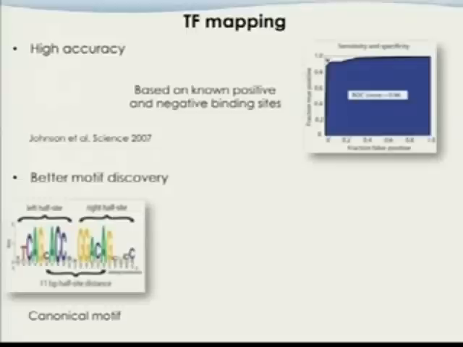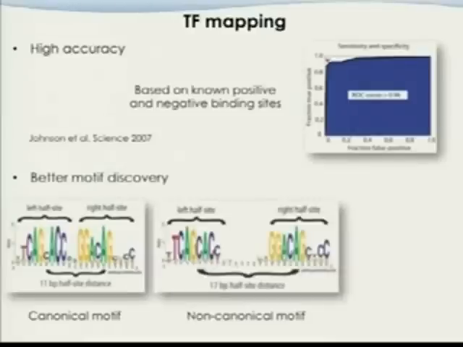You can also see that they also did motif finding, right? And they found better motif discovery using ChIPseq. One thing they look at here is that they identified the canonical motif, which is 2 half sites with maybe 2 base pairs in the middle, and they say this is an 11 base pair half site distance. That's the canonical binding motif. But they also found that there are many non-canonical binding sites as well.